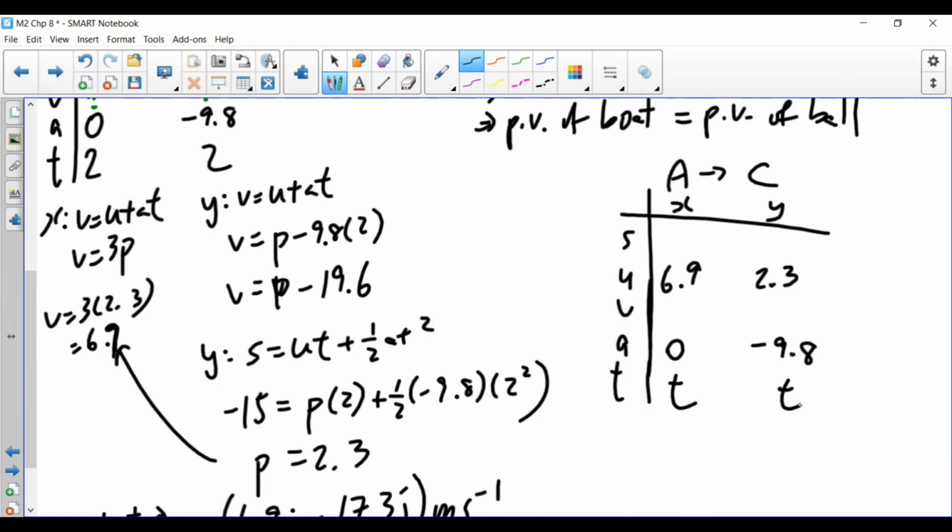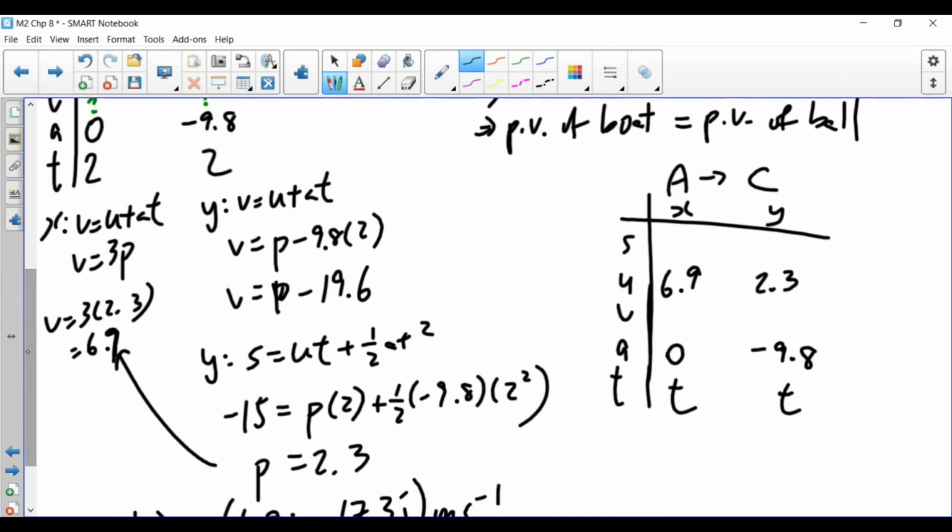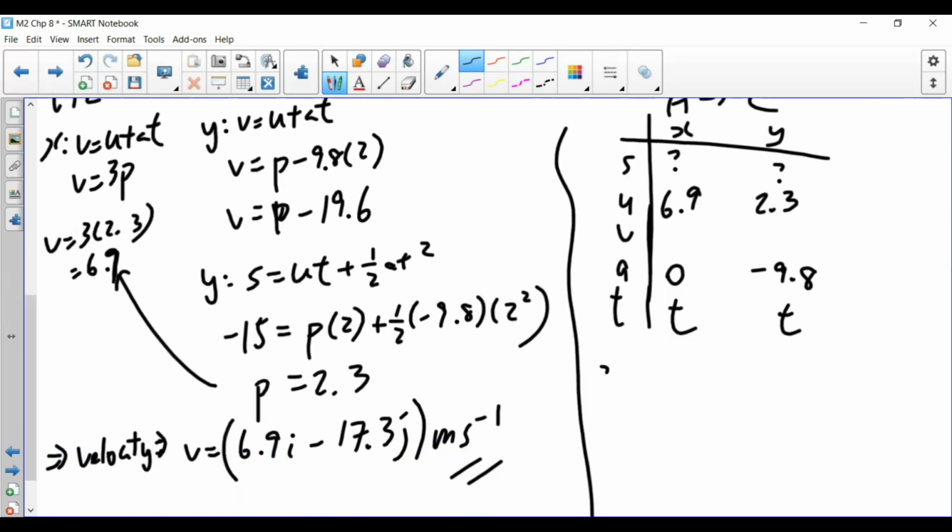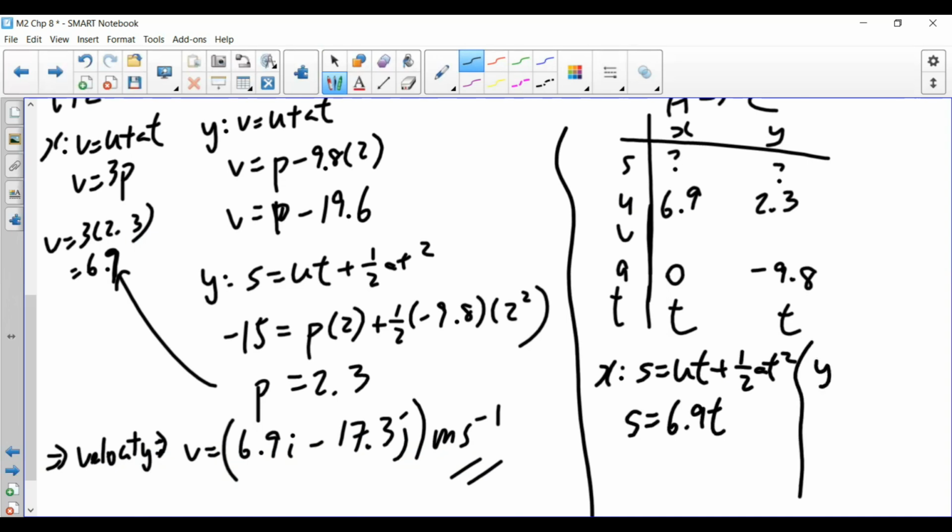Now we're not interested in the distance... actually, we are interested in distance, because we just said the PVs are the same. So we're going to make an expression for the position vector from A to C. Okay, so let's do X. S equals UT plus a half AT squared. So S equals 6.9T plus a half times 0, so that's 6.9T. And for Y, S equals UT plus a half AT squared. So S equals 2.3T plus a half times minus 9.8, so minus 4.9T squared.